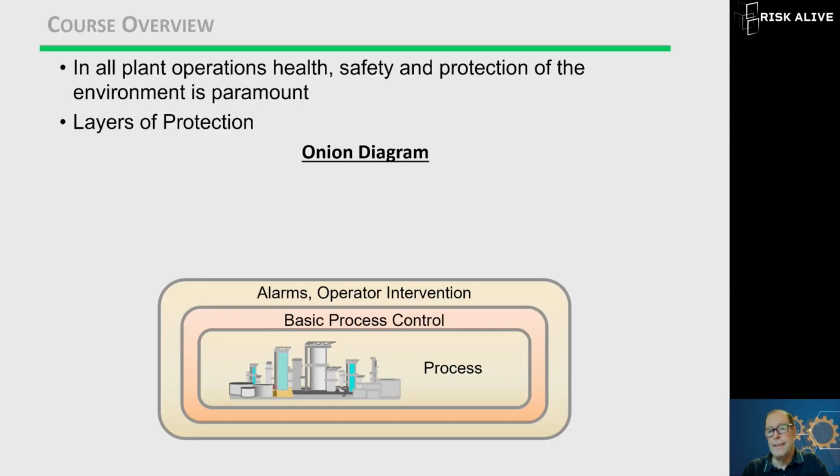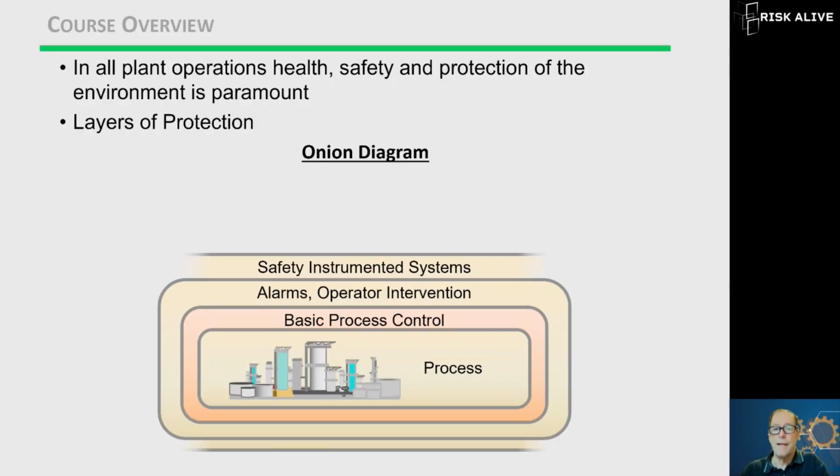So if something is starting to go a little bit out of spec, we get an alarm, the operator can intervene, get things back where they're supposed to be. But sometimes there's not time for that. And so that's where we wrap around our safety instrumented system. So when things are starting to get out of control, the safety instrumented system isn't there to keep me operating, it's there to keep me safe.